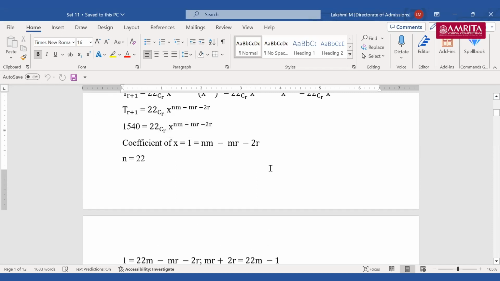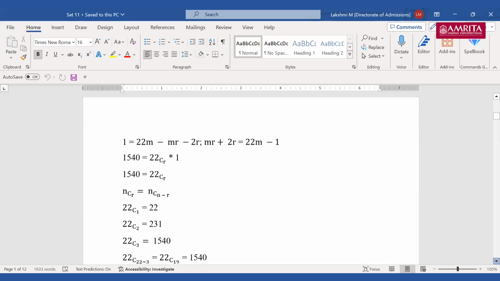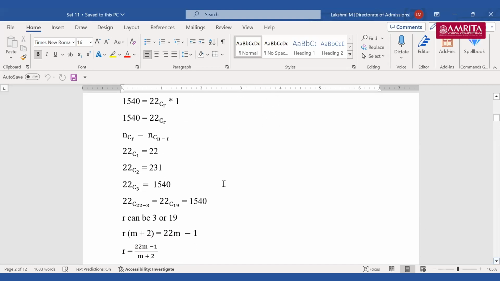It's 1540 is equal to 22Cr. You need to find the value of r. What are the possibilities of r? So maybe you can use nCr or nC(n minus r). I've just started with 22C1, it's 22. 22C2, it's 231. 22C3, I got this is 1540. It could be 22C(22 minus 3). So the two options I got here are 22C3 and 22C19. So the options are, it could be either 3 or 19.